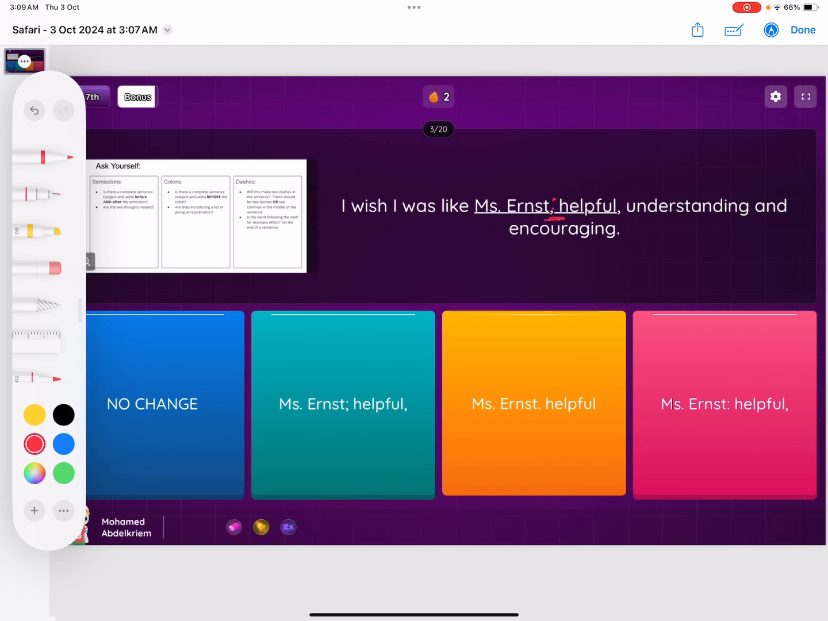So where's the correct answer? No change is wrong because it's a comma. And then here it's a semicolon. And we cannot introduce a list with a semicolon. We only introduce a list with a colon. So this one is wrong as well. And here, he used a period, so wrong. So this is the only correct answer because he used a colon. So whenever you're introducing a list, make sure to introduce the list using a colon. And don't forget, we do not use a comma before the "and" in the list. Let's go to the next question.